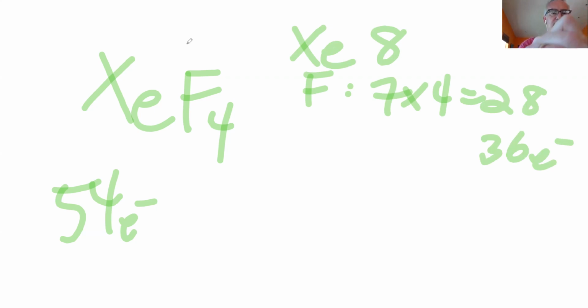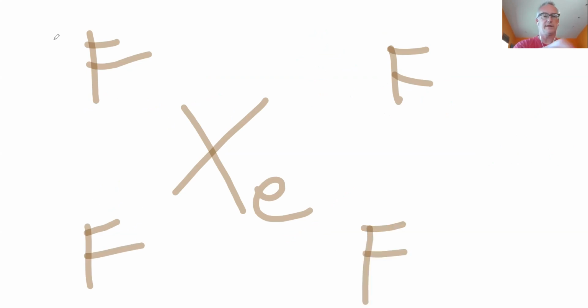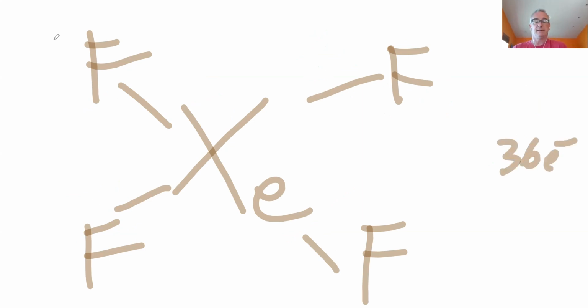So let's make our structure. So we put xenon in the middle. And let me clear this out. I want to draw this big. So we have xenon in the middle. We have our 1, 2, 3, 4 fluorine. So I'm going to put 1, 2, 3, 4 bonds. Now, what was the total number of electrons? Was it 36? Is that right? Yeah. 28 and 8, 36, right? Yeah. So we need to put 36 electrons in there. How many are in bonds? 8. So we have a total of how many to decorate our structure? 28.